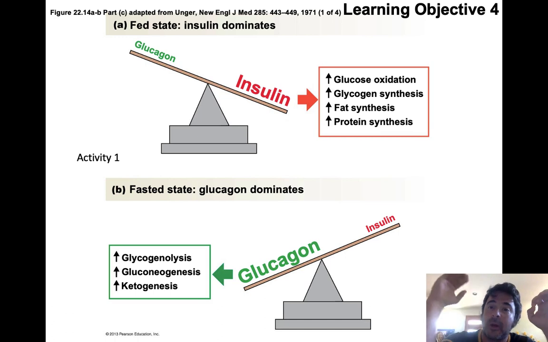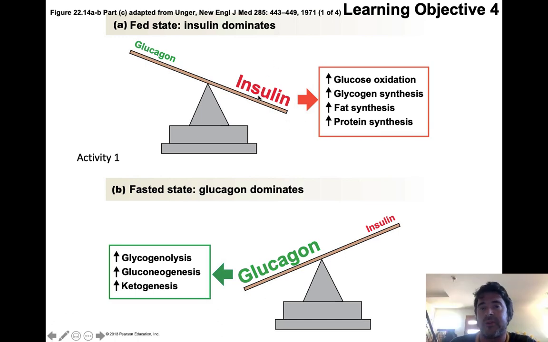Because in fed states, when blood glucose levels are high, the dominant hormone is going to be insulin. And insulin, when it binds to the receptors in skeletal muscle fibers and adipose tissue, upregulates a number of different processes. One, it triggers the insertion of transporters that can physically move glucose into the cell, and that's the primary mechanism by which it lowers blood glucose. Then it triggers the burning of glucose, which is called glucose oxidation. So that's cellular respiration, glucose oxidation, cellular respiration, same thing. We get glycogen synthesis once we have our immediate energy needs met. And then we get fat synthesis.